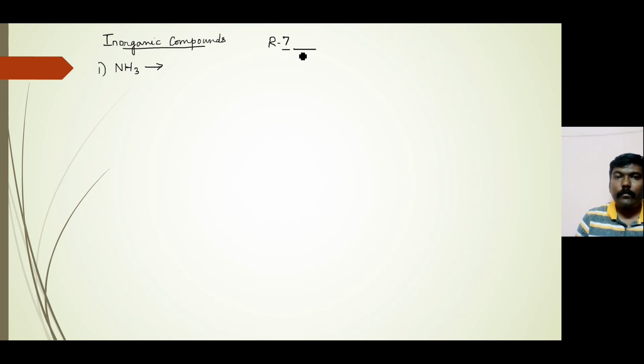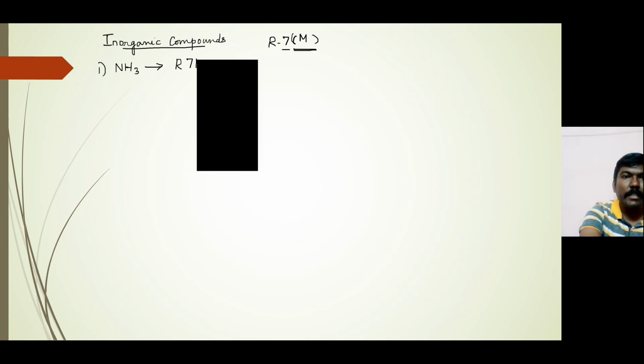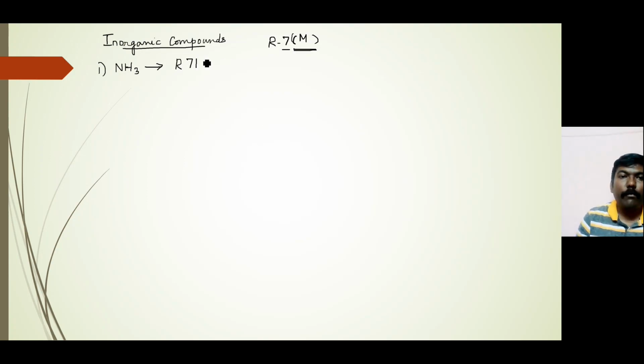And then you are going to have something over here. What you are going to have here is the molecular mass of the compound. So what is the molecular mass of ammonia? The molecular mass of ammonia is 14 plus 3, which is 17. So the first digit is going to be 7, and the molecular mass of ammonia is 17. So you're going to have this as R717.